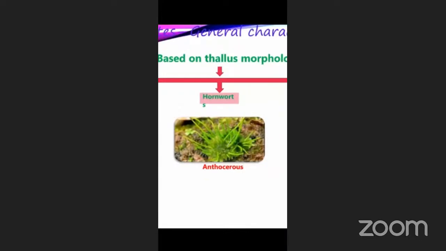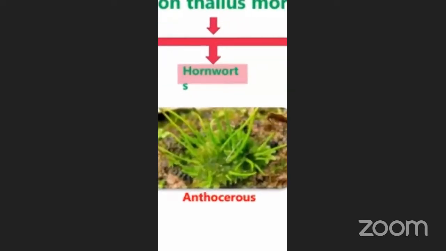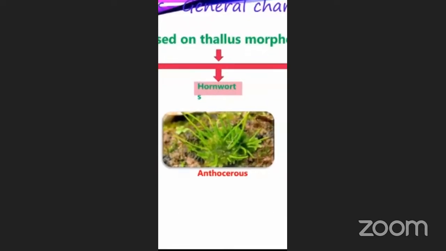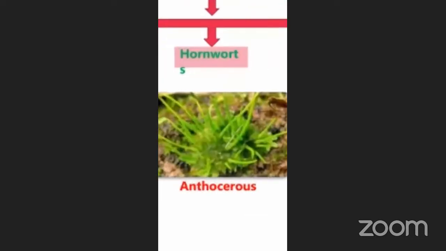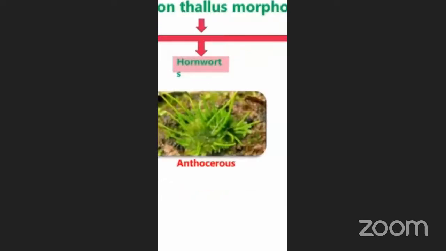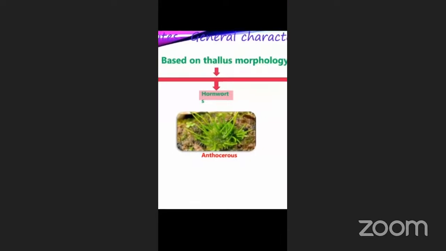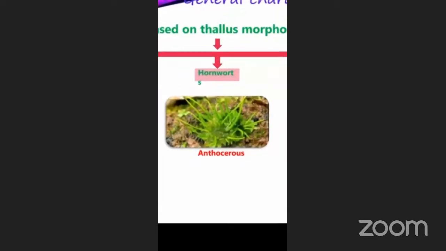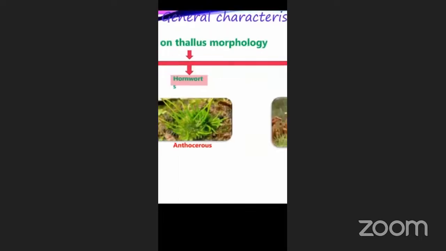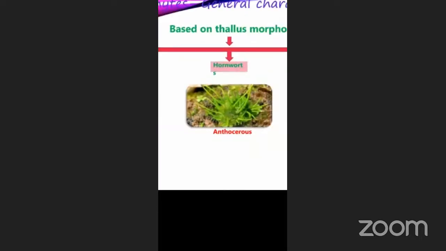And another class is the hornworts. Anthocerotopsida is commonly called hornworts. Horn means some projections, spike-like structures. See here, some projections appear. Clear? Yes, sir. Thank you. So these projection-like structures are there, and that is why we call it a hornwort.